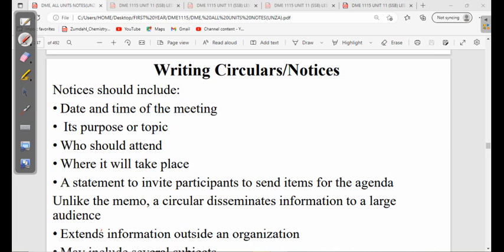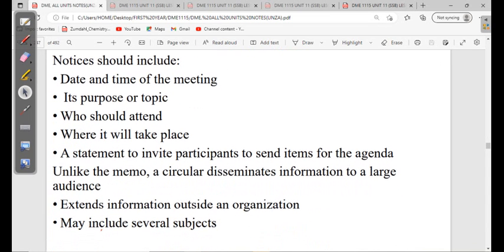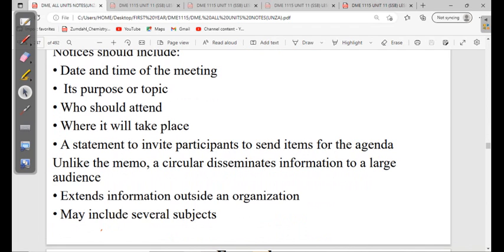So these are just short messages about a meeting to make sure that people know. That is why it is called a notice, to give you notice so people should know about what is supposed to happen. So you need to give the purpose of the meeting, the date and time of the meeting, or a request. So statements to invite participants to send items for the agenda, unlike the memo, which is dissemination of information to a large audience.